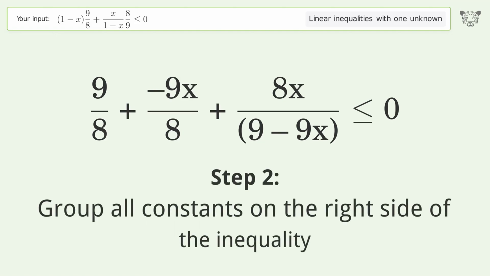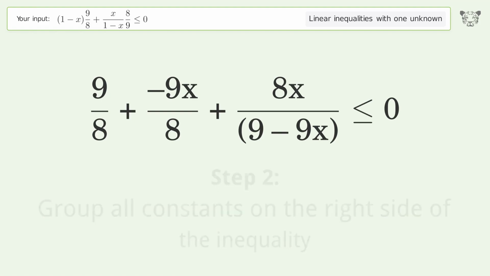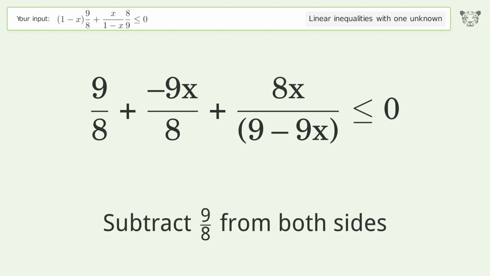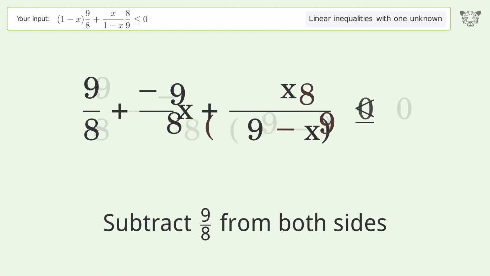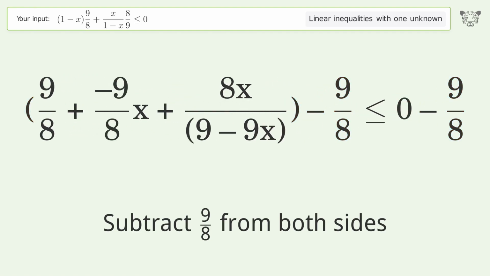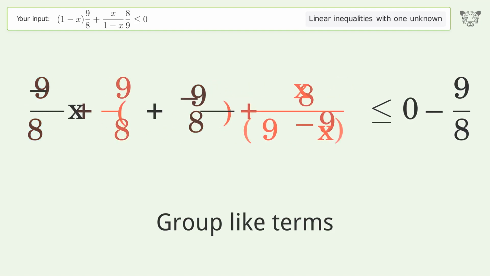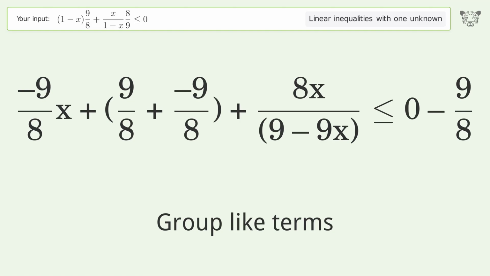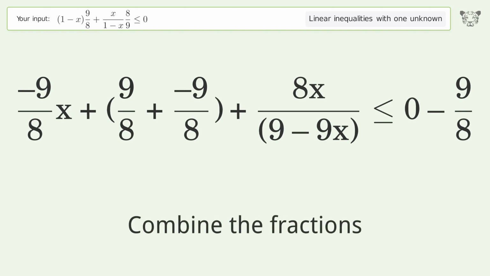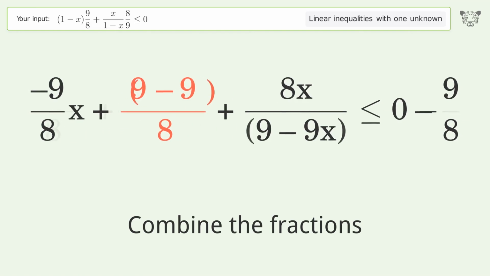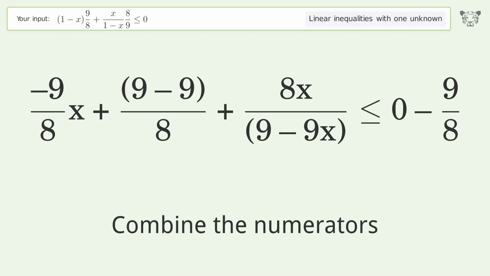Group all constants on the right side of the inequality. Subtract 9 over 8 from both sides. Group like terms. Combine the fractions. Combine the numerators.